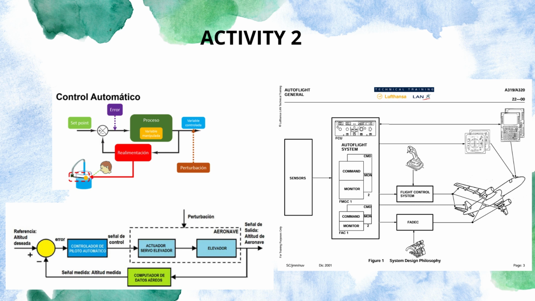And activity number two, about the auto-flight control system. We use the Airbus A320 manual as a reference. Modern aircraft use closed loop systems. This means the system needs feedback to correct errors.